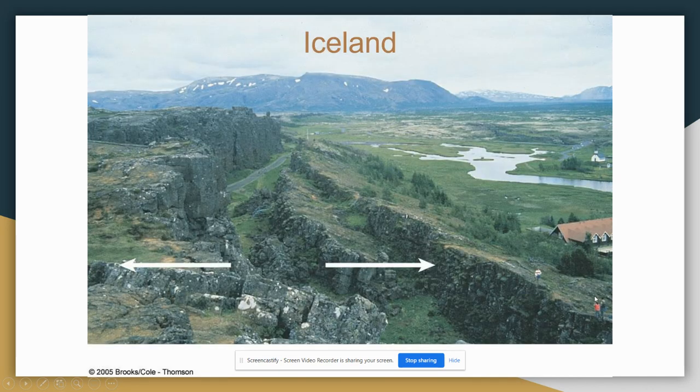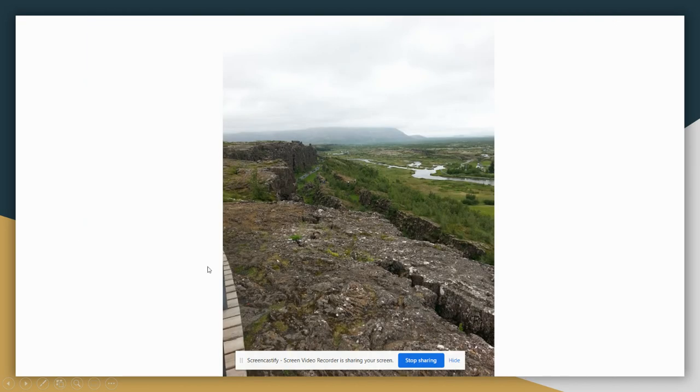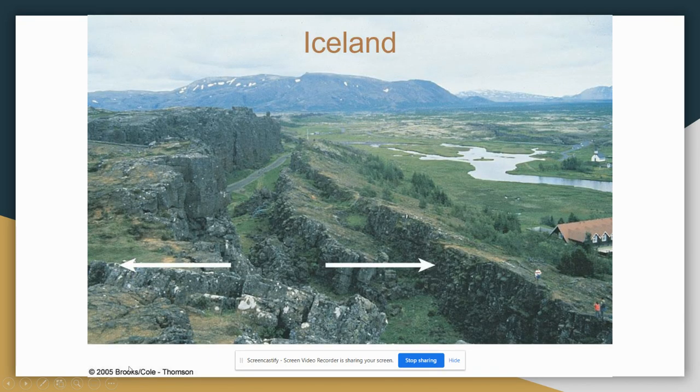Before the water comes rushing in, if you have plates diverging on land, you're going to get these rifts, these valleys, where land is moving apart from itself. This is actually a picture from a textbook in 2005 where they're showing how the two parts of Iceland are moving away from each other.